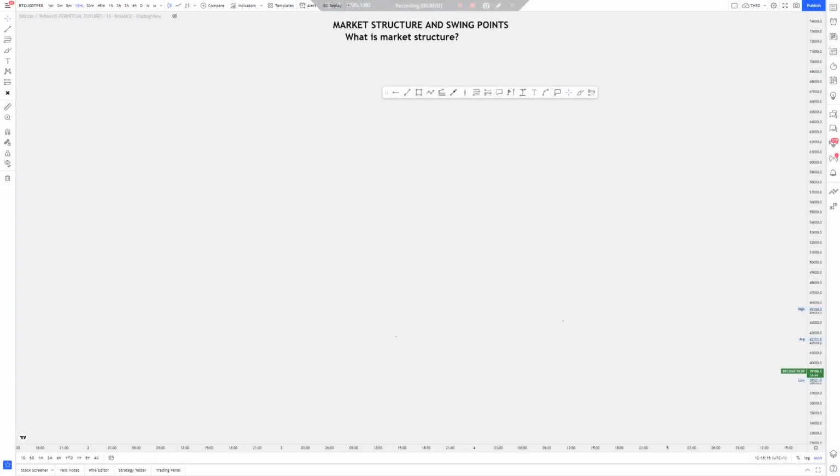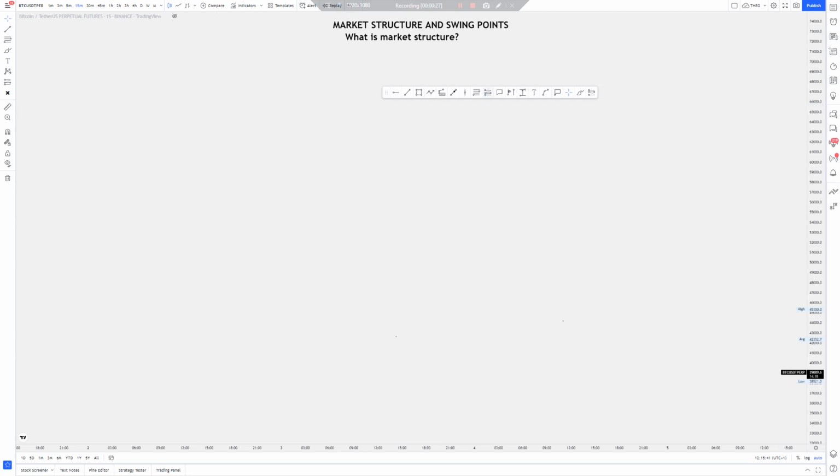Welcome to this section, and in this section we'll be talking about market structure and swing points. Now, what is market structure? I know you will be wondering and expecting me to basically give you a definition of market structure, but you guessed wrongly. We'll be talking about market structure in a very coordinated manner, and we'll start from the basics to what really builds up market structure.